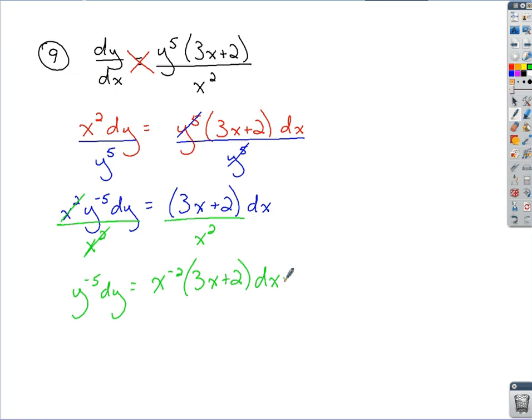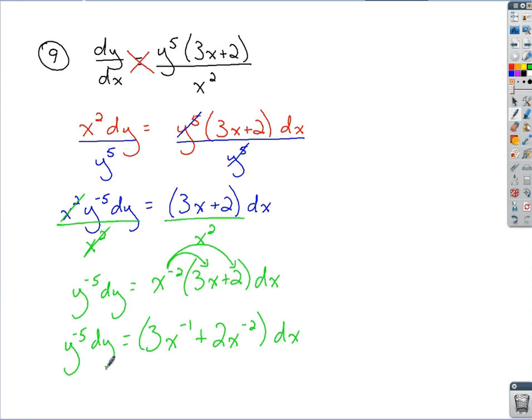And now that I've separated my x's and my y's, I can anti-differentiate each side. And really before I do that, it probably makes sense, since we know we'd have to multiply through anyway when we take the antiderivative, to distribute that x to the negative second through. So as I distribute that x to the negative second through, you've got 3, since that's an x to the first, adding your exponents, it'd be 3 plus the negative 2, so negative 1. Negative 1 would be the new power. Plus x to the negative second times 2, got 2x to the negative second. So I've got those terms with the dx.